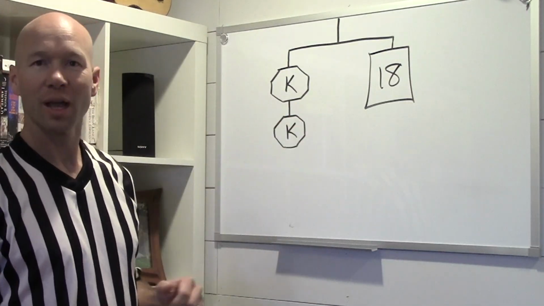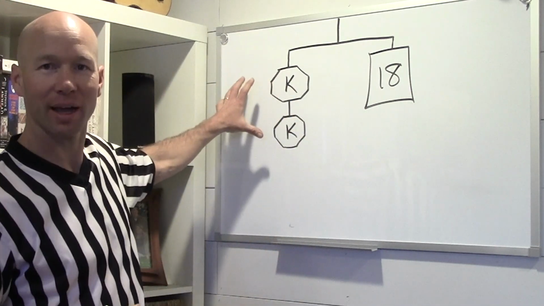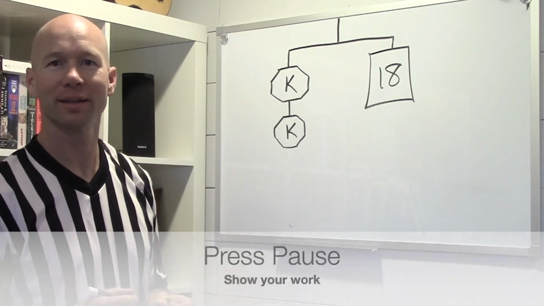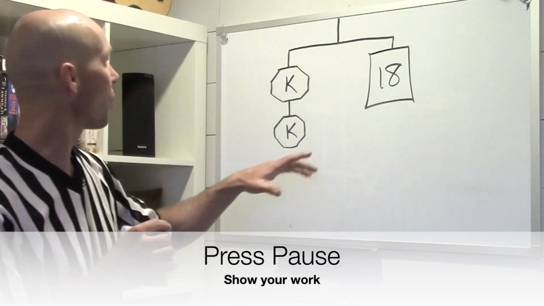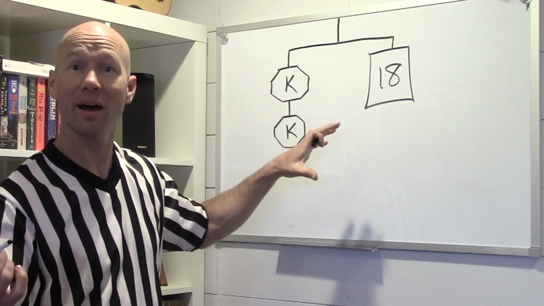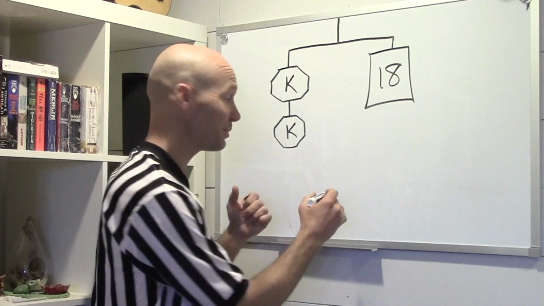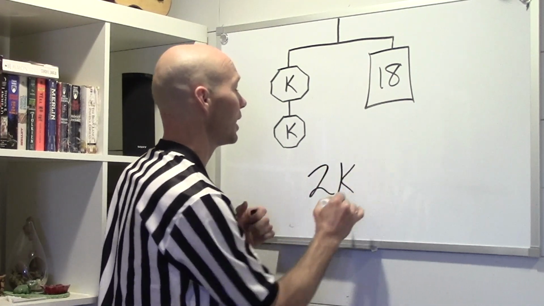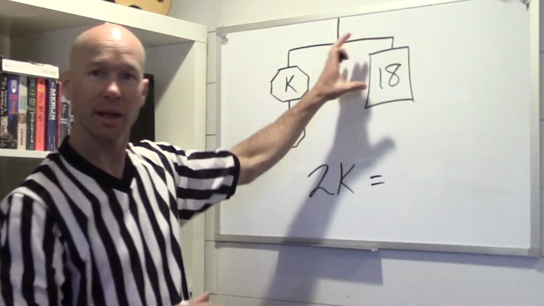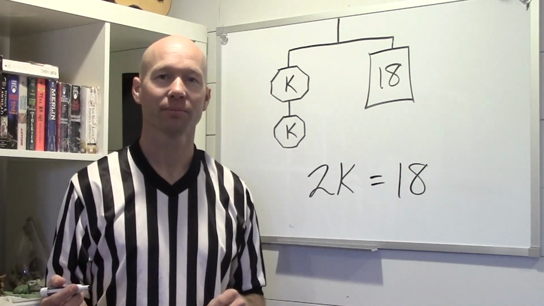Alright, so you got another one. How would you write this out? What equation would you write to show that the left side is equal to the right side? Pause the video, write your equation. Alright, what equation would you write? We've got two k's here. So how do you write that algebraically? Well, 2 k's is the same as 2 times k, so we write 2k. And these two things are equal, so we're going to say equals, and the right side is 18. So you've written 2k equals 18.